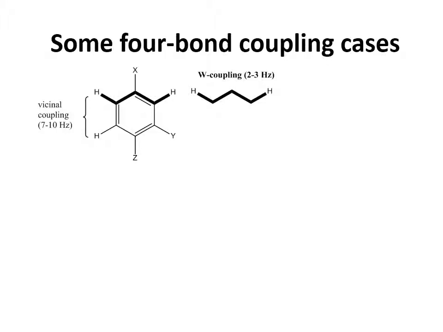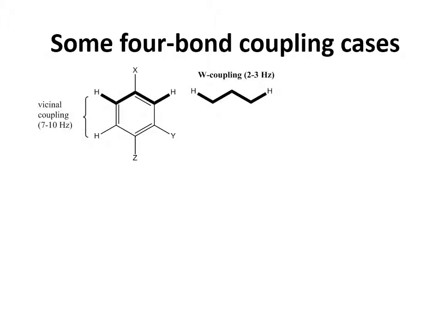The typical kind of coupling that you see in a benzene ring is known as vicinal coupling. That's when the protons are within 3 bonds of each other, and the spacing between the peaks in that kind of a doublet is between 7 and 10 hertz. Whereas with the W coupling, the 4-bond coupling, the spacing between the peaks in the doublet is much smaller, only 2 to 3 hertz. So sometimes it's hard to see in a proton NMR spectrum.